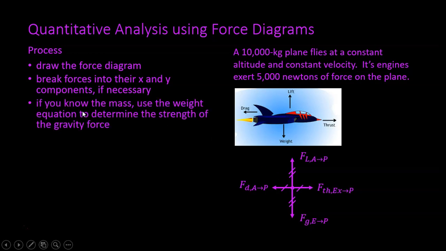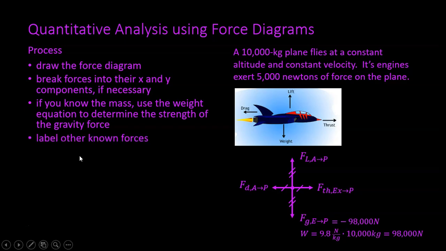Our next step then is, if we know the mass, use the weight equation to determine the strength of the gravity force. So we do know the mass, and here we go ahead and plug in the mass into the equation. We find out that the strength of the gravity force is 98,000 newtons, and of course it's in the down direction, which is the negative direction. Next, we want to label other known forces. Well, if we go back to the problem, they told us that this thrust force is 5,000 newtons. So we go ahead and label that.